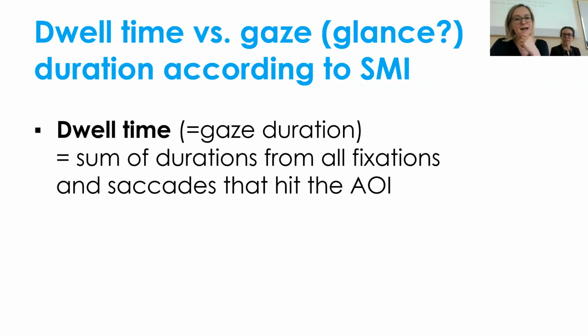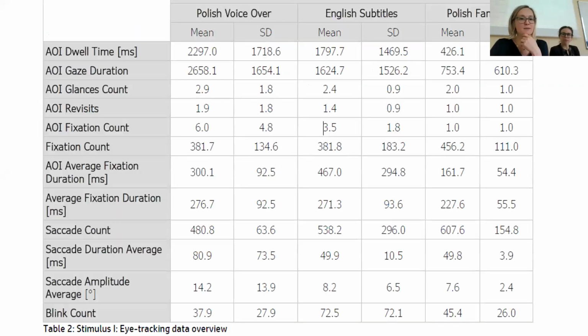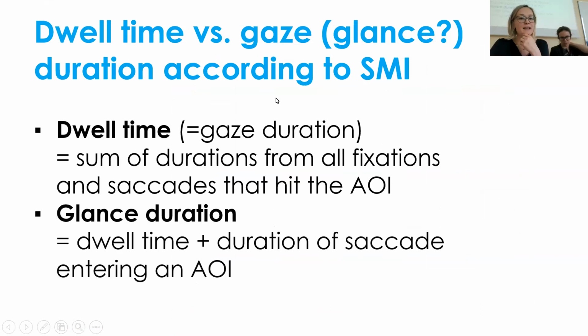For SMI, the manual says dwell time is the same as gaze duration, by the way. So she somehow got the measure wrong, which is, as we said, the sum of durations of all the fixations and saccades. And the other measure that you may remember from this table, the slightly larger one in the second row, is actually glance duration, not gaze duration. See, these words are very similar, right? So you just need to define them. It's like we're getting lost ourselves, right?